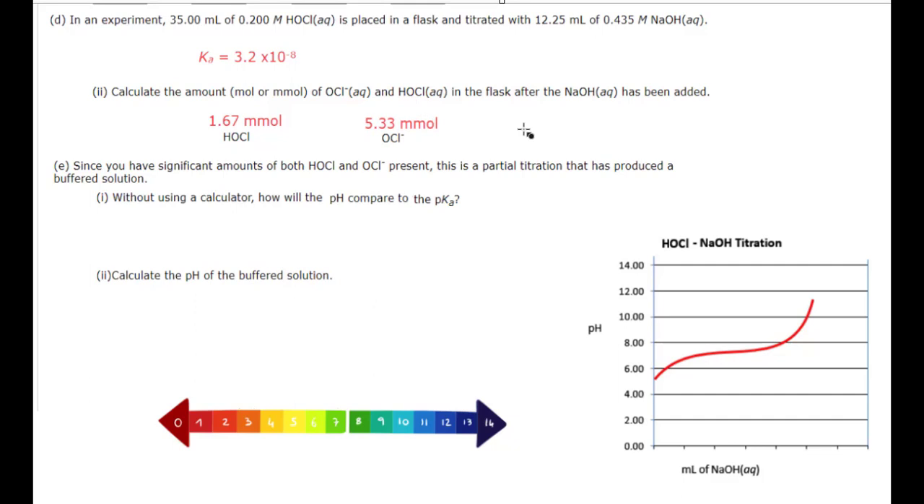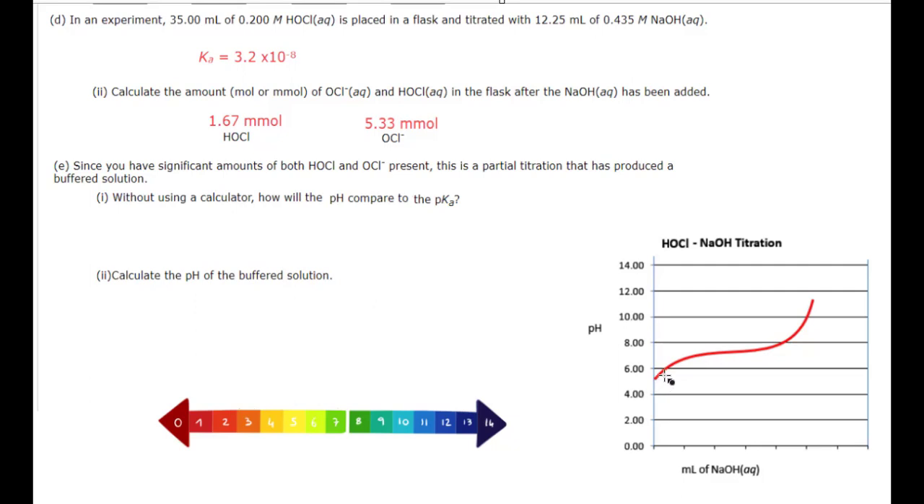So now we've got more conjugate base. Adding sodium hydroxide has produced a significant amount of weak base, the conjugate base, compared to the amount of acid left behind. We've got significant amounts of these two things battling for the neutrality or acidity or alkalinity of this solution. This sentence is really important. Since you have significant amounts of both the acid and its conjugate base present, this is a partial titration, and this produces a buffer solution. When you titrate a weak acid with a strong base, you will produce a buffer.